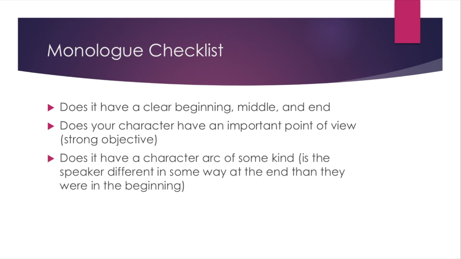Next, does it have a character arc of some kind? Is the speaker different in some way at the end than they were in the beginning? One of the great things about theatrical storytelling is that we see characters on a journey. They start somewhere and they end somewhere different. So by the end of your monologue, is the character that you created in a different place than they were, feel a different way than they did in the beginning? We want to make sure that there is a journey of some kind. And if we're treating our monologues as stories in and of themselves, they necessarily need to be changed by expressing themselves.